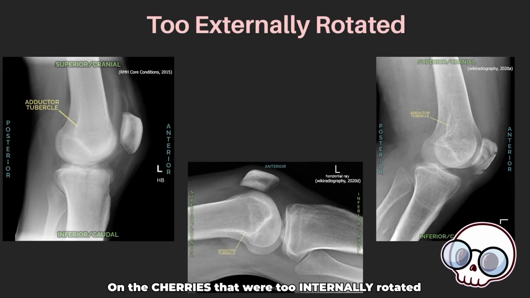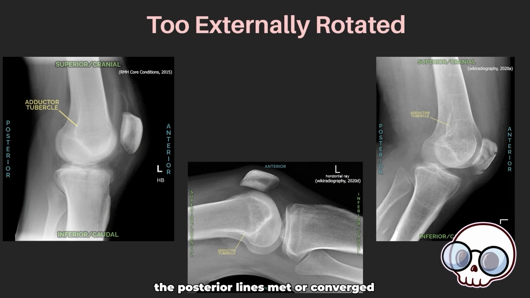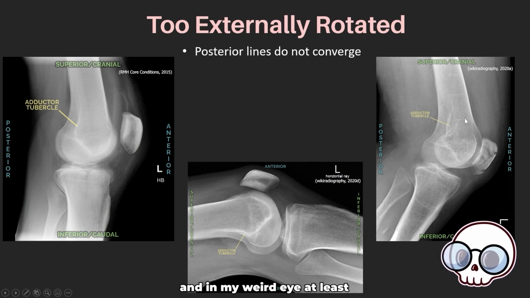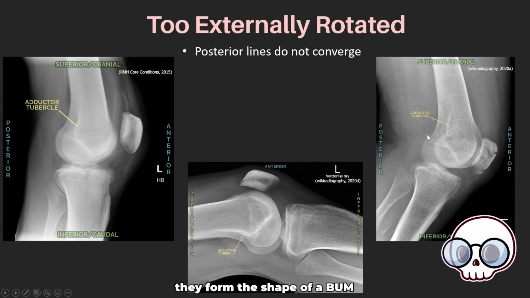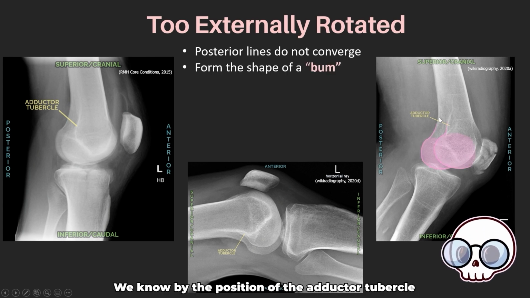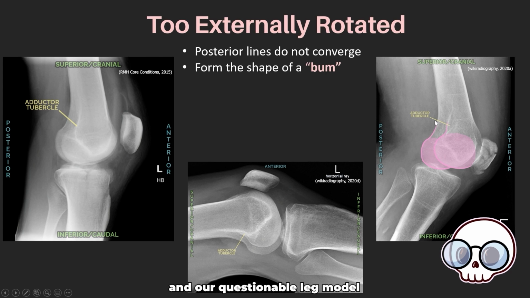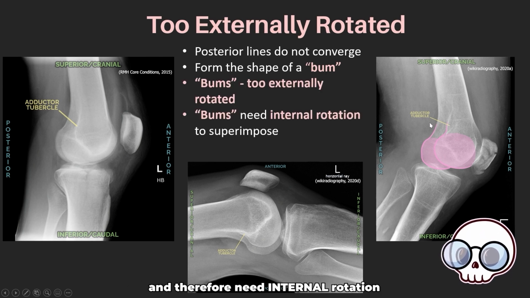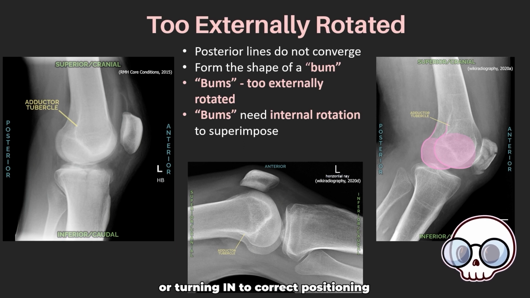On the cherries that were too internally rotated, the posterior lines met or converged, but here they don't meet or converge at all, and in my weird eye at least, they form the shape of a bum. We know by the position of the adductor tubercle and our questionable leg model that bums are too externally rotated and therefore need internal rotation or turning in to correct positioning and superimpose the condyles. We remember this with the phrase into the bum.